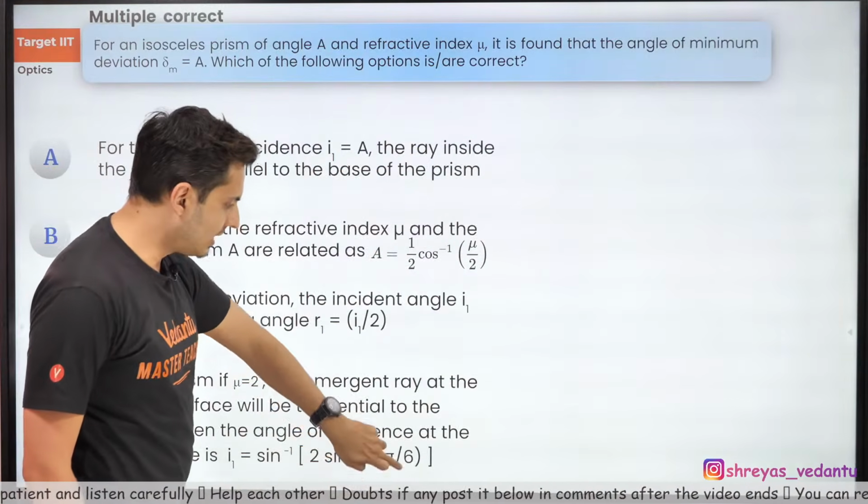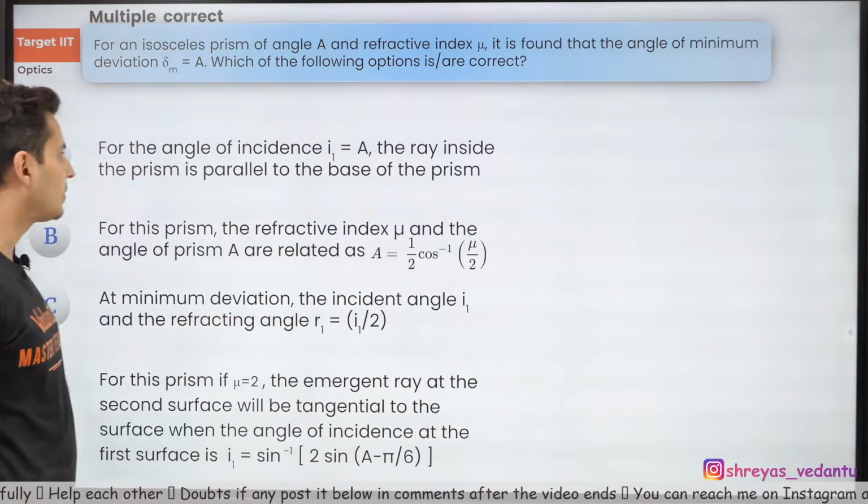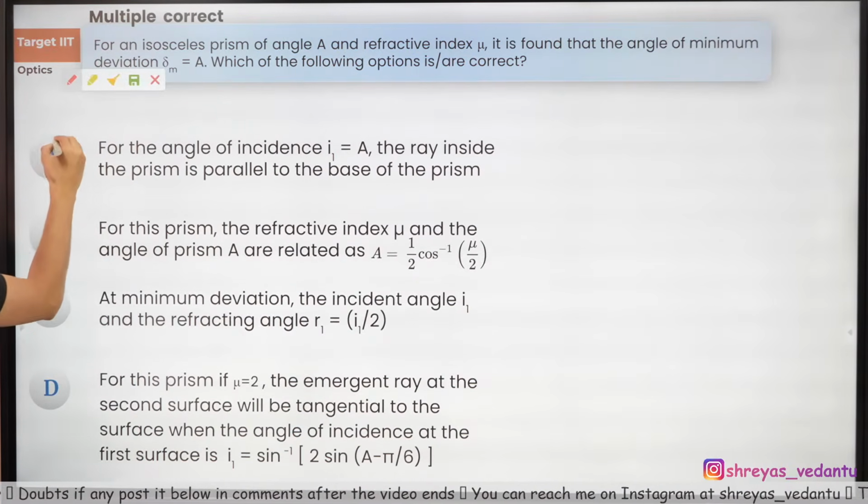Alright, a lot of you are saying actually low brightness is better. Okay, so fine guys, I'll just keep it over here. Now option 1 is done. Okay, I'll just mark it over here.